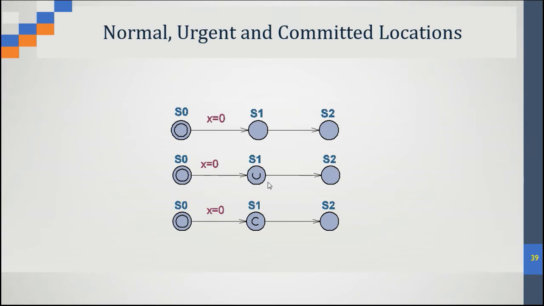So we would create three timed automata, and the first location for each timed automaton is the same initial location, while the second location is normal location, committed location, urgent location, and committed location. So let's go to Uppaal.